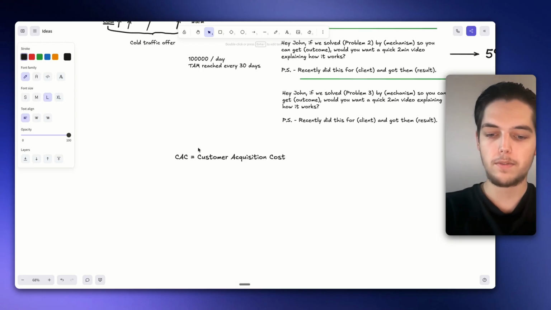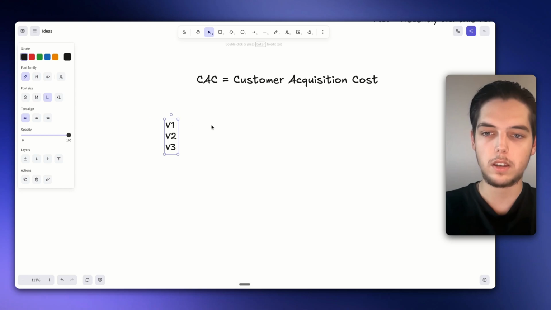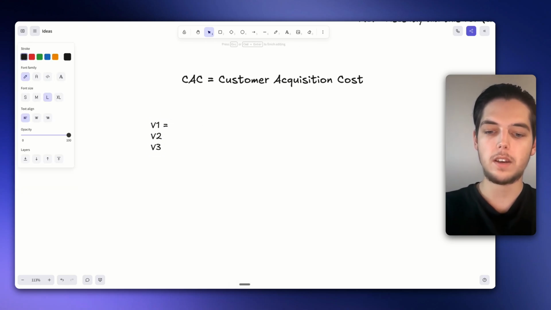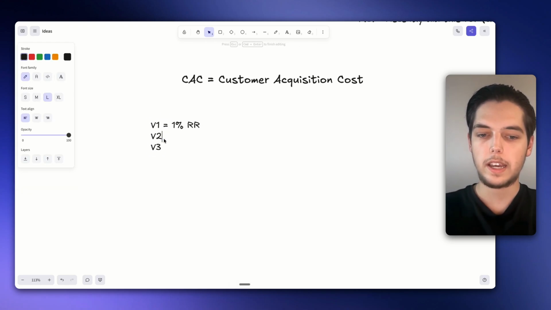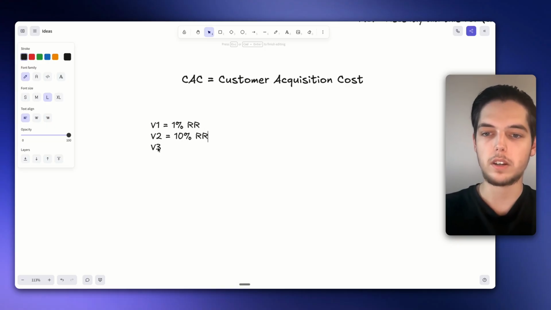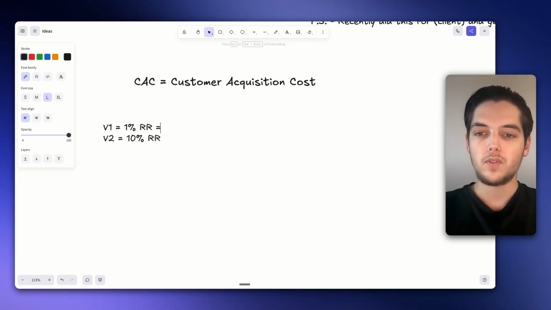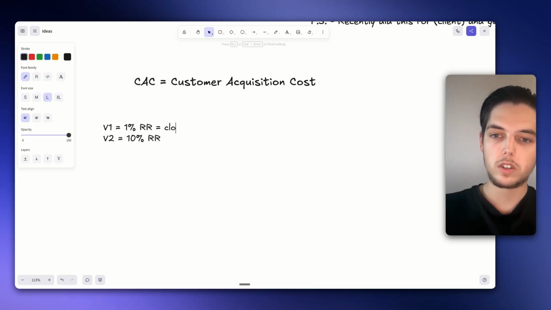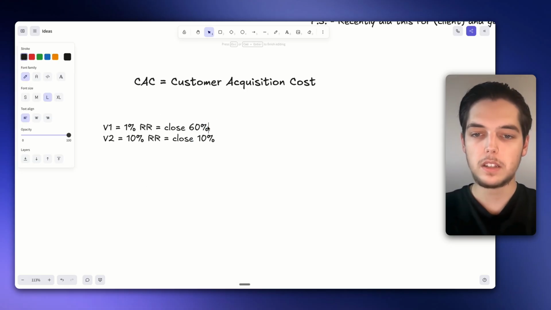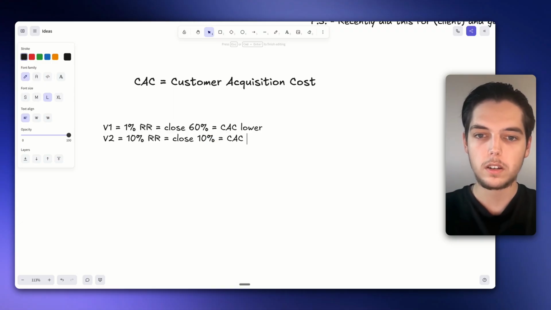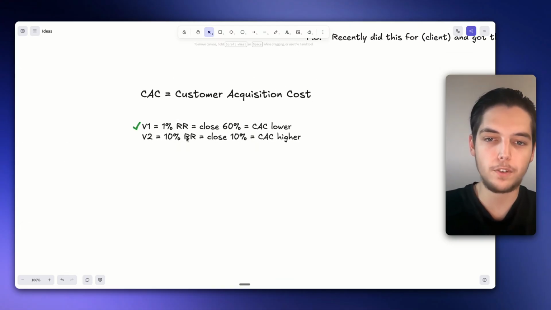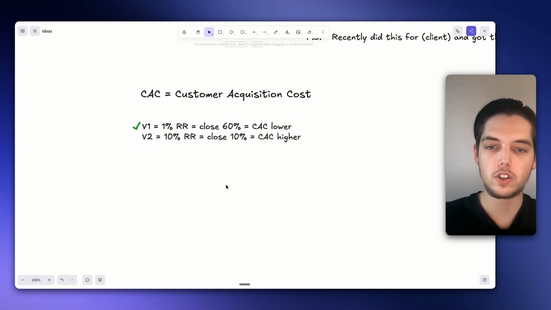Let's say you have V1, V2, and V3 as your campaigns, and V1 gets a 1% reply rate, and V2 gets a 10% reply rate. Let's just leave it at 2, just so I can make the point clear very easily. Now, this one might close at 60%, and this one closes at 10%, which means maybe your CAC here is lower than it is here. So which one of these wins? Obviously, it's the first one, right? Because your customer acquisition cost is lower.